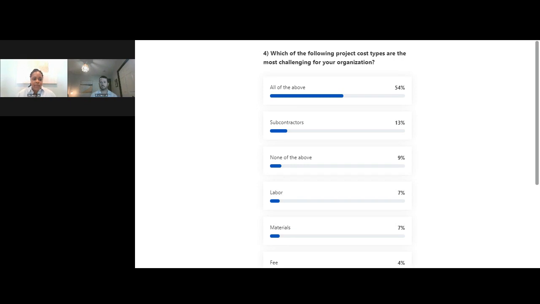Okay. All of the above, that makes total sense. Subcontractors also make sense, as that makes up the bulk of your project charges. I think the challenge with each of these areas is very specific. Having a well-written contract can help you in any of these areas. But these results are not at all surprising, except for the none of the above. I'm curious about those. I think we have some fellow construction auditors out there.